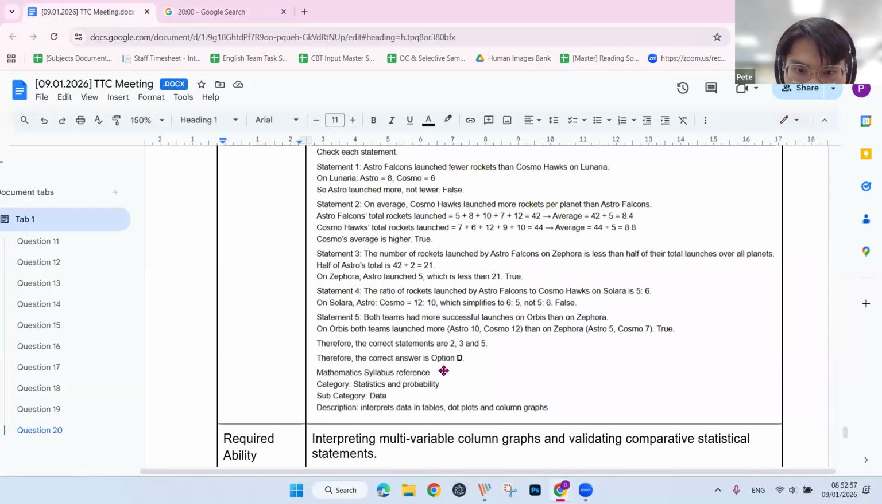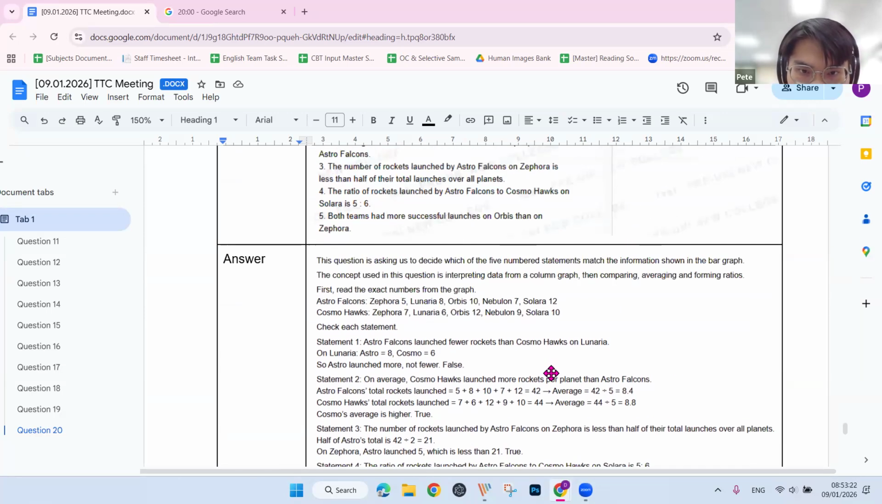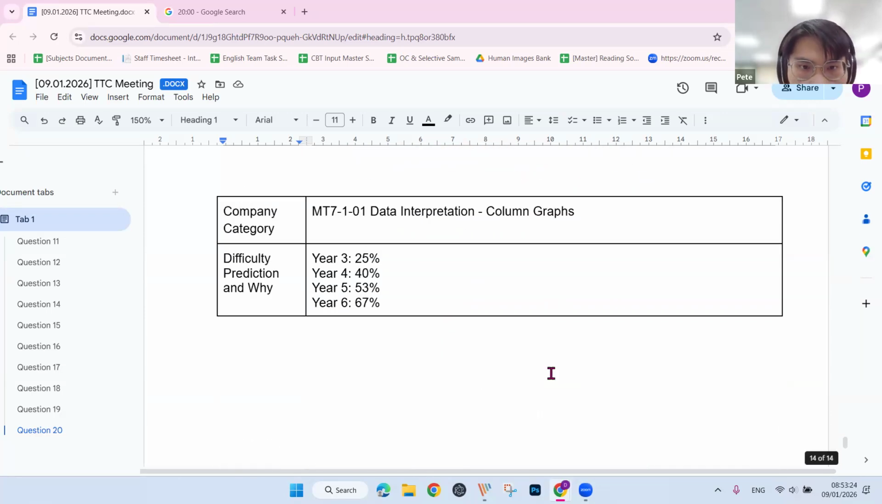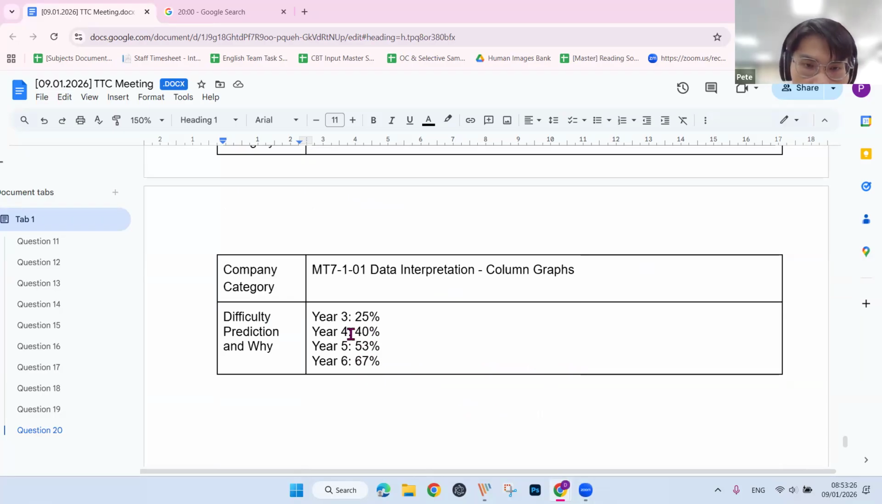Statement 5 says that both teams have more successful launches on Orbit than Zephora. On Orbit, Astrophagon has 10 and Cosmohawk has 12. On Zephora, Astrophagon has 5 and Cosmohawk has 7. So they are both more successful on Orbit than on Zephora, and this statement is true. The correct statements are 2, 3, and 5, so the correct answer is option D. The category is MT7101, data interpretation, column graphs.